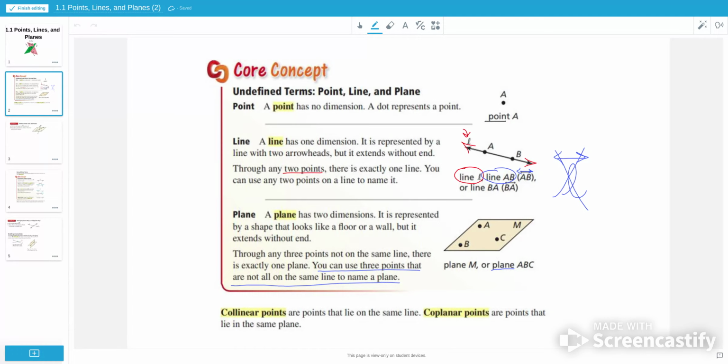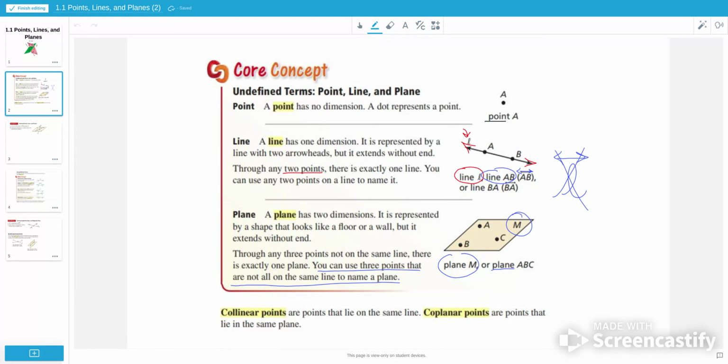I could also, just like a line, if there is a letter in the corner that is not associated with a point, so M here is not associated with a point, I can also say this is plane M as well. There's not really a short way to do this. You do have to write out the word plane.